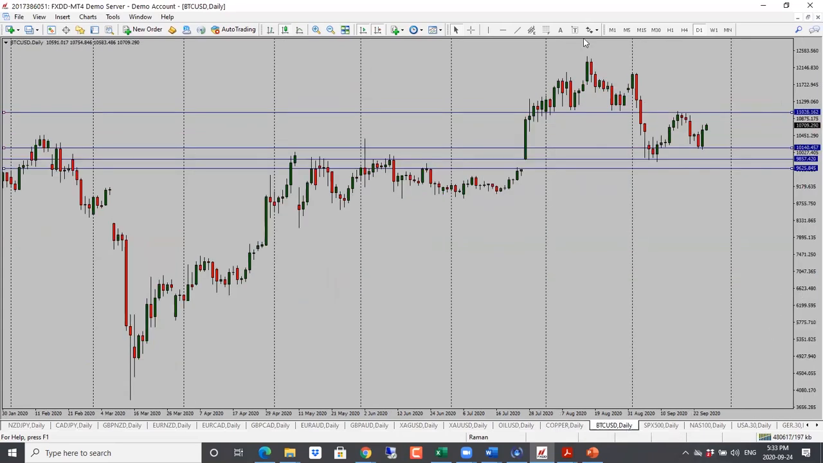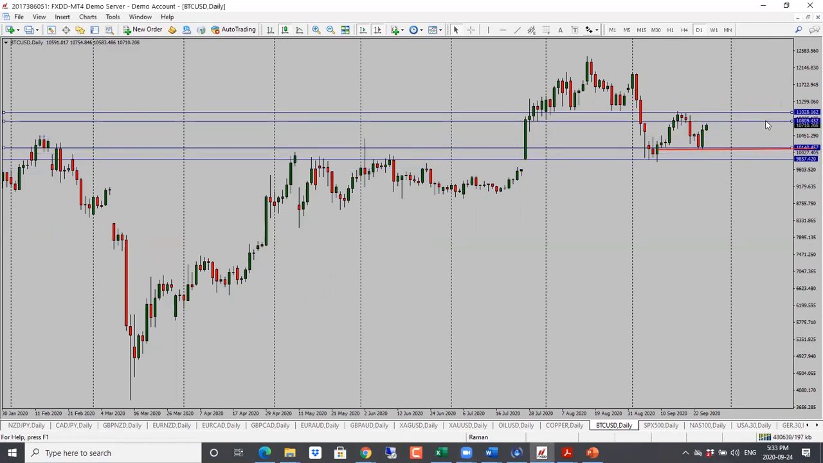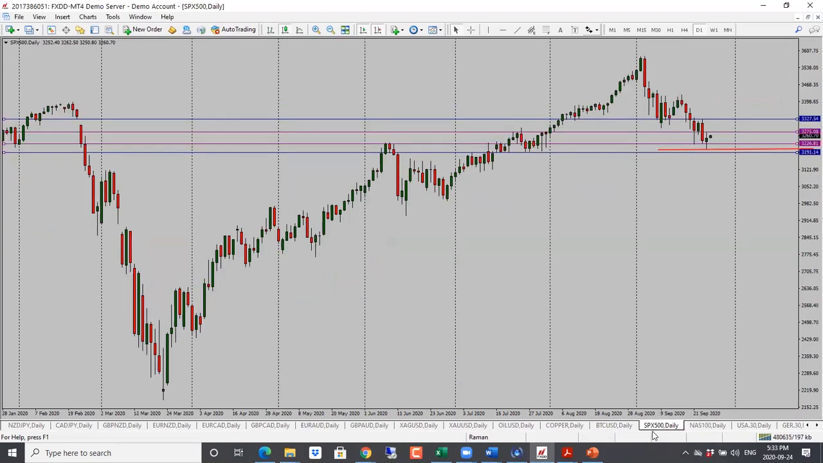Bitcoin, hey, Bitcoin also turned around today. We saw stock markets turn around today, and with that, we have Bitcoin turning around as well. Now, this is a bullish engulfing candle, so this is a bullish signal. So bias here is bullish. And in terms of our targets here, the first target would be 10,800 and then 11,000.